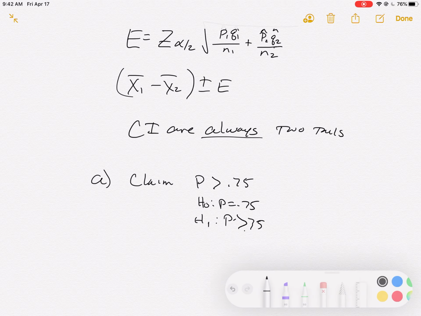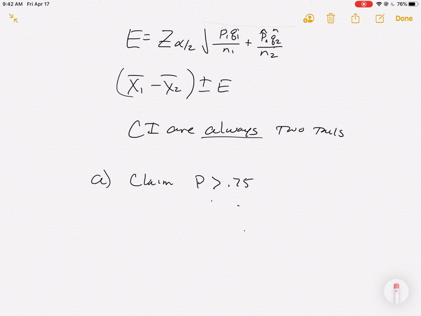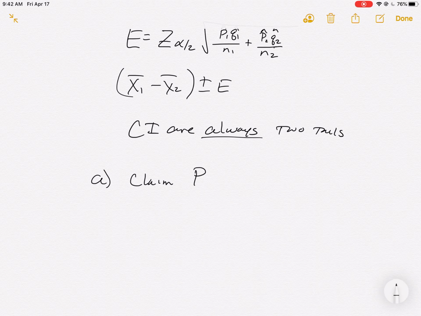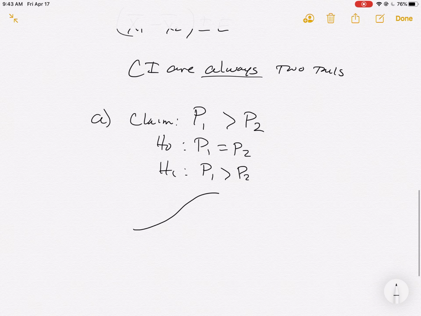Actually, it won't be that way. I apologize. I forgot what section we're doing. That's a chapter 8 problem. What you're going to have is that the percentage overall in 1 is greater than the percentage in 2. And so your null hypothesis will be P1 equals P2. And your alternative will be the same thing as the claim, because it can be. You know right now that this is a right-tailed test.